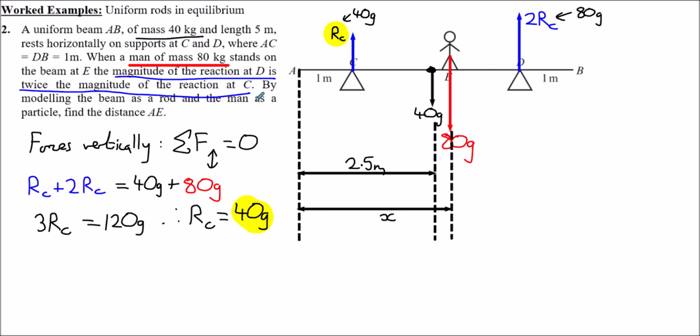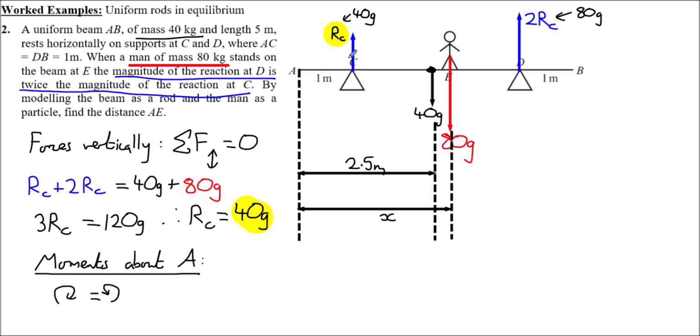So what do we need to find? We need to find this distance from A to E. What I'm going to suggest we do is perhaps we can take moments about A, this point A. Because it's in equilibrium, the clockwise moments will equal the anti-clockwise moments. So let's just carefully consider the forces acting relative to A and their directions.